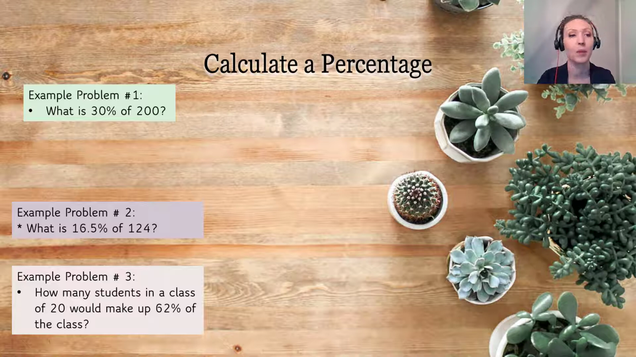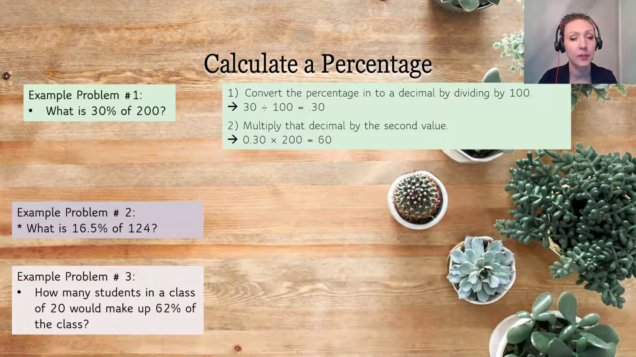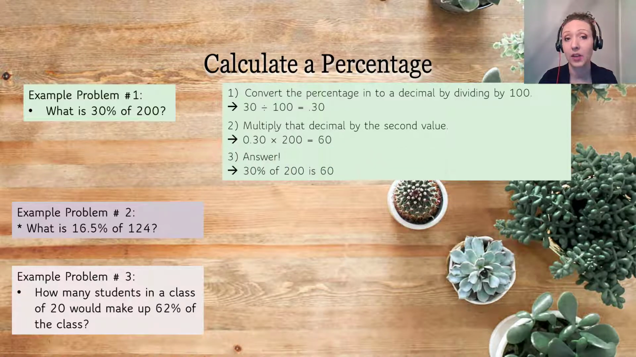Okay, our first example problem. What is 30% of 200? So first we need to convert that percentage into a decimal by dividing the percentage by 100. And so when we take 30% and divide that by 100, that's going to give us a decimal of 0.30. So next, we are going to multiply that decimal by the second value. So we are going to take 0.30, multiply that by 200, and that's going to give us 60. So our final answer for this question is 30% of 200 is 60.